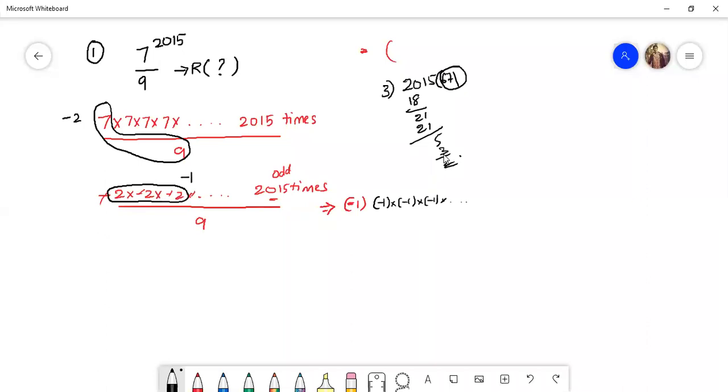So how many minus 1s will be there? 671 of them, into the 2 remaining values, 2 into 2, divided by 9. Now tell me, this is minus 1 we have already. If you multiply minus 1 for 671 times, an odd number of times, this is also a minus 1. So minus 1 into minus 1 will become plus 1. Remainder is 4 here. So 4 by 9, my remainder is 4.